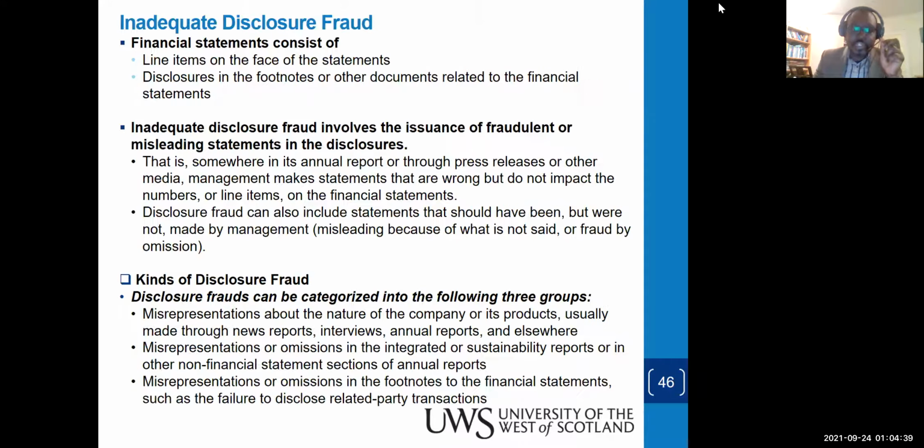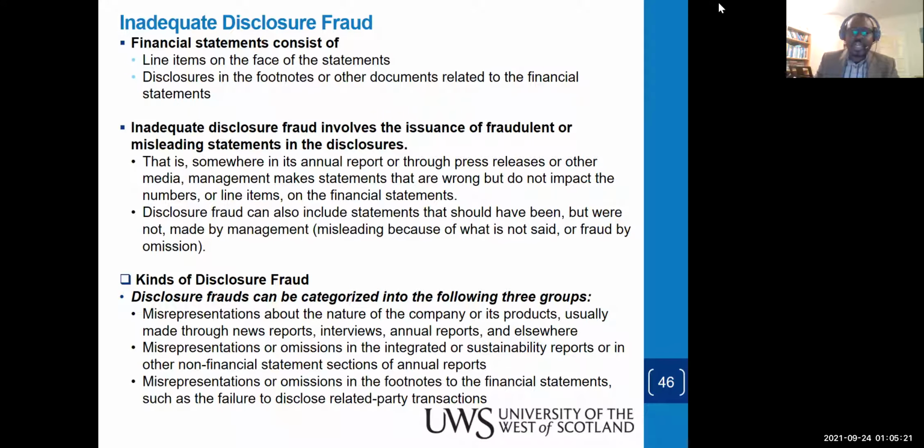Now, there is one more thing we should look at: inadequate disclosure frauds occur. So we may not be able to disclose everything. Financial statements normally should have line items on the face. And we should also have disclosures, narratives, supporting footnotes. But inadequate disclosure frauds occur. They normally occur where we mislead the stakeholders or the users of the financial statement by not properly disclosing everything. So this occurs in the company's annual releases, annual reports, where they do not provide everything. Even in the footnotes or even in the financial statement, they do not provide everything.